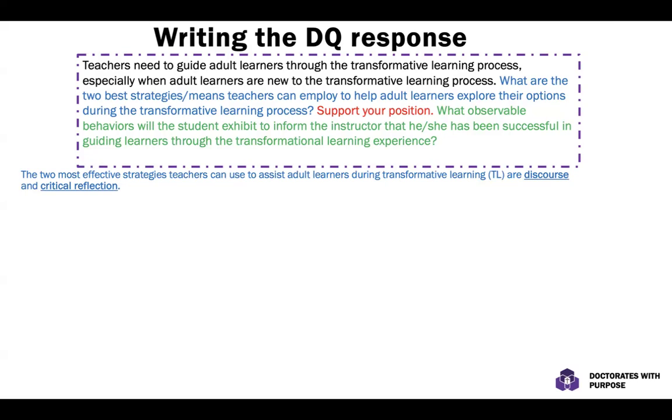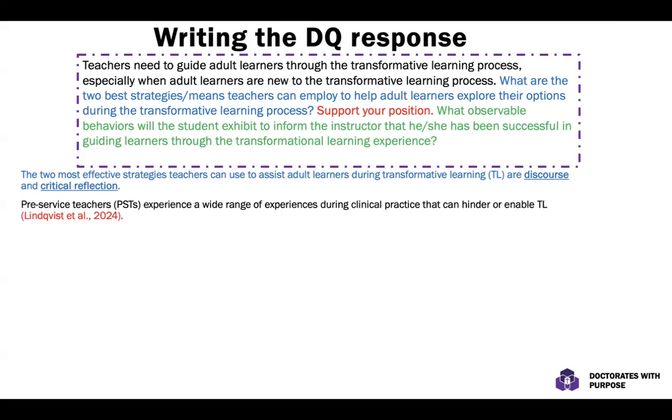What I absolutely love about this topic sentence is it is so incredibly clear. I know that the only thing I really should be reading after this are things about critical discourse and critical reflection. So then this learner puts in, pre-service teachers experience a wide range of experiences during clinical practice that can hinder or enable transformative learning.